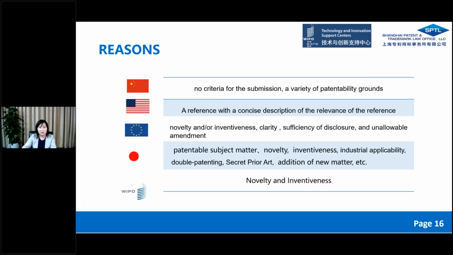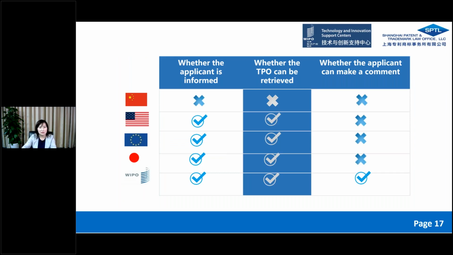This slide shows the contents that can be included in observations in the 5 offices. You may see that in China, there are fewer criteria for the submission. The observation may include various patentability grounds. On this slide, the comparisons relate to 3 aspects: whether the applicant is informed of the observation, whether the observation can be retrieved or copied, and whether the applicant can make comments or a response to the observation.